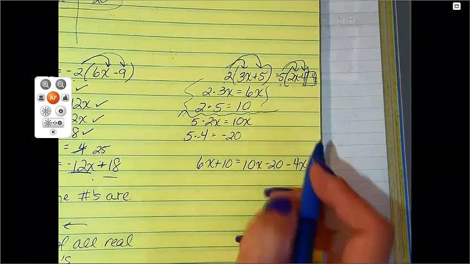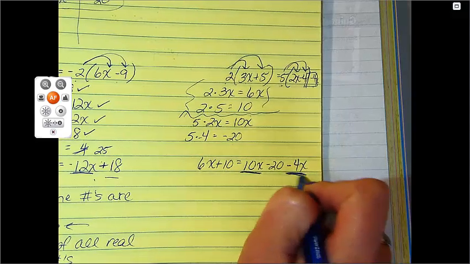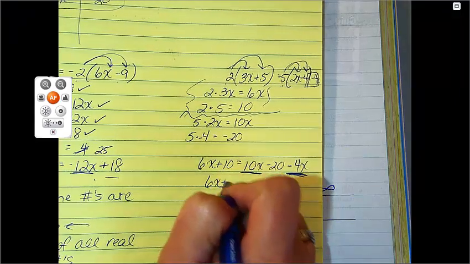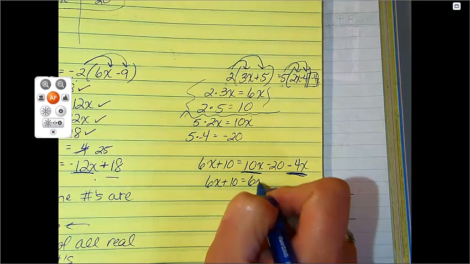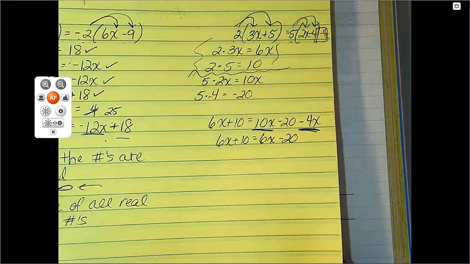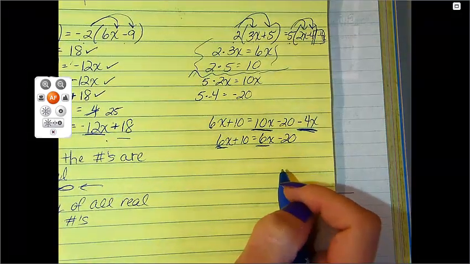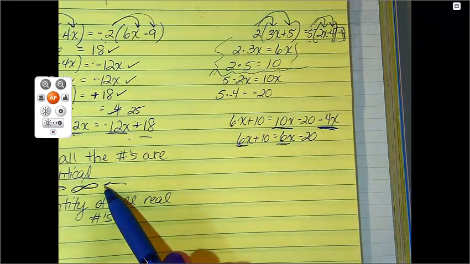Now if I continue combining like terms, well, I have a 10x over here and I have a negative 4x over here. So I can combine those. 10 minus 4 is 6. So I have a 6x plus 10 on this side. On this side, 10 minus 4 is a 6x minus 20. Now, if I go back and I look at my problem, my 6x's are identical. Well, right away you should be thinking this is going to be what I had over here. It's going to be infinity.